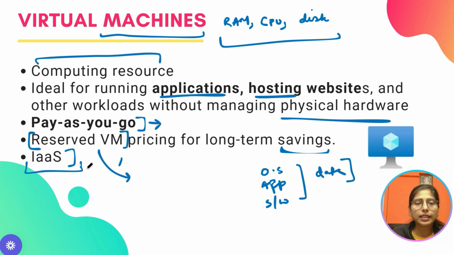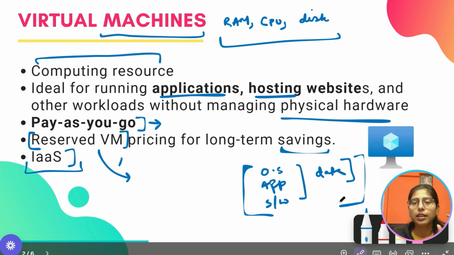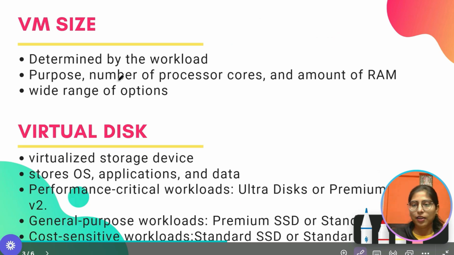So it is IaaS, that means it works on an infrastructure as a service model, right? That means infrastructure is being managed by cloud, and the rest, the platform part and the application part, is being managed by you. If you don't know the difference between IaaS, PaaS and SaaS, we have a video, you can refer to that. Now what is VM size?